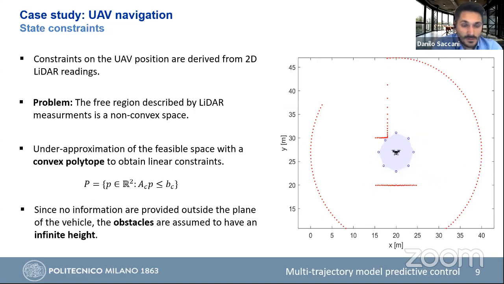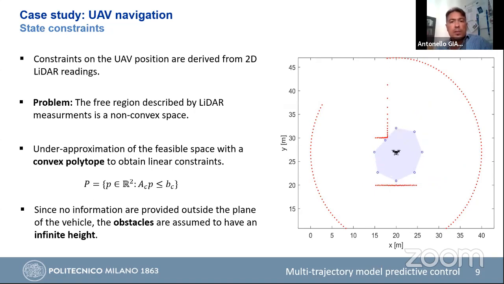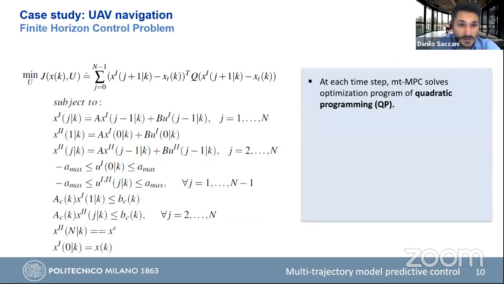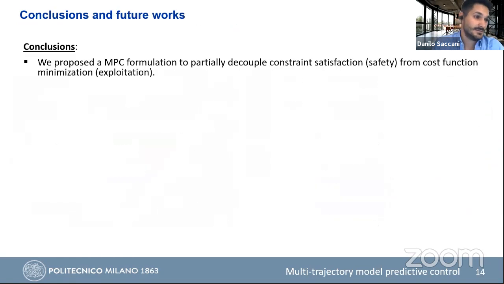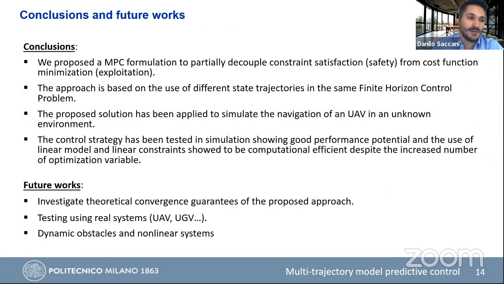Okay. And do you have some stability proof of the overall approach? As said in the conclusion, no, we are still investigating the theoretical convergence guarantees of the approach, but of course the recursive feasibility is enforced with this strategy. But for now we don't have theoretical convergence guarantees.